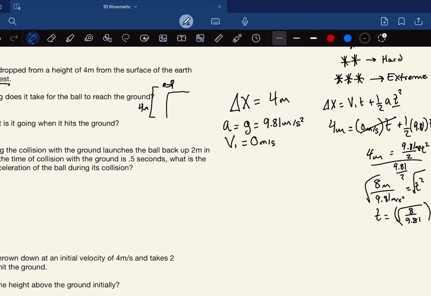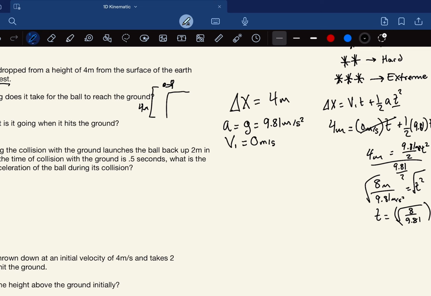So I actually do not have a calculator on me, so I'm going to grab one real quick. I'm just going to grab my phone, but I don't know how I didn't think of grabbing a calculator before I started this. So I will plug this all into my calculator now.